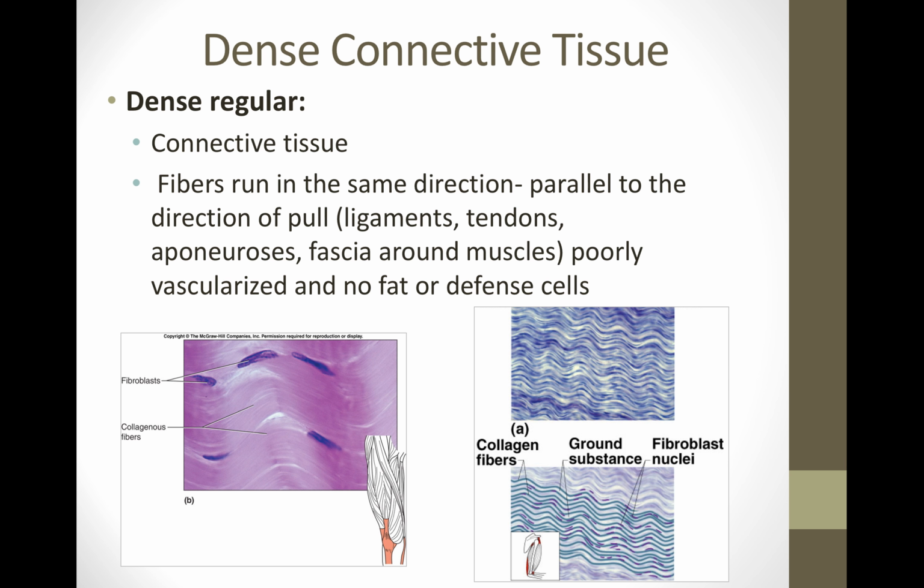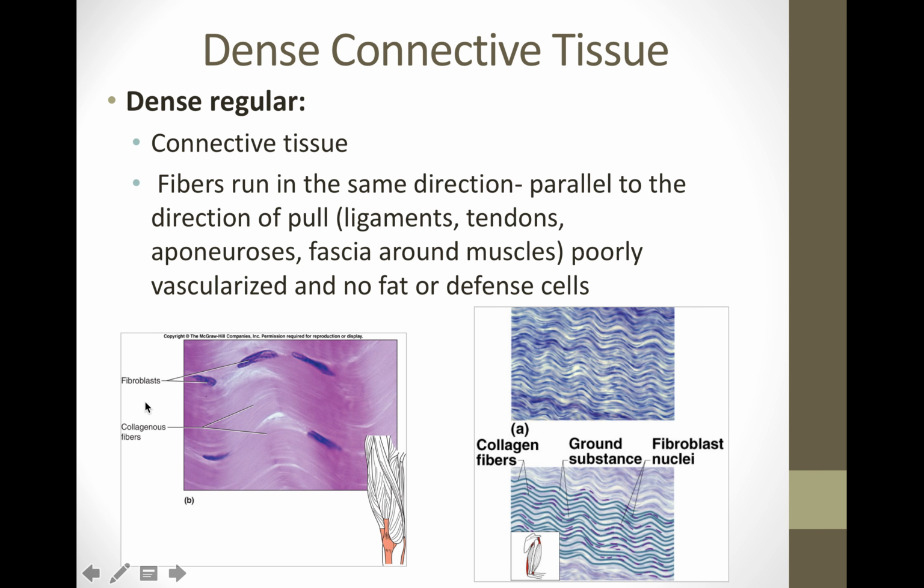Dense regular connective tissue, on the other hand, has all of its protein fibers moving in one direction, parallel to each other. You can see the pattern. These are the protein fibers. The structures you see throughout are typically fibroblasts.